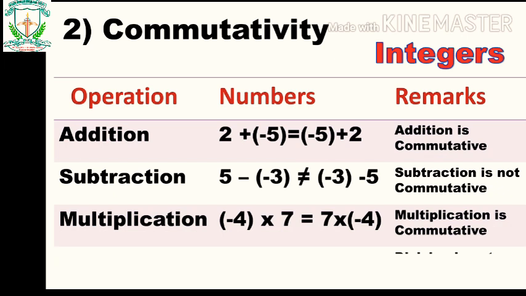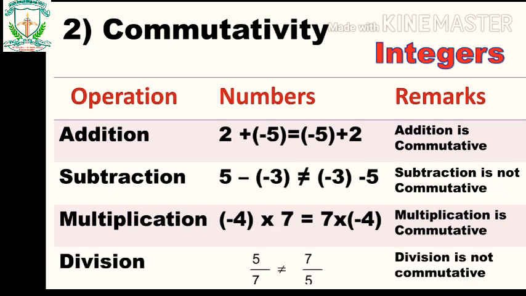Let's take division. Is 5 by 7 the same as 7 by 5? The answer is no. 5 by 7 is 0.71 and 7 divided by 5 is 1.4. They are not equal. LHS is not equal to RHS. So we find that the commutative property is not true in case of division.